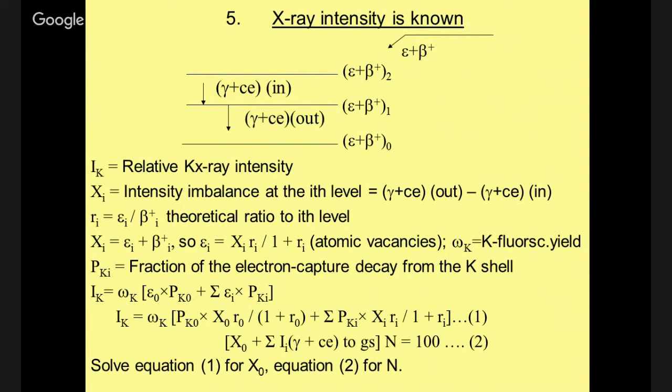Once you have that, the feeding of the ground state plus the gammas plus the conversion electrons to the ground state times n is 100. And you solve equation 1 and equation 2, and you get the normalization n. So X-rays and annihilation radiations are very important. If you already have a normalization, the X-rays are good for you to verify that everything is correct, that there is no error.